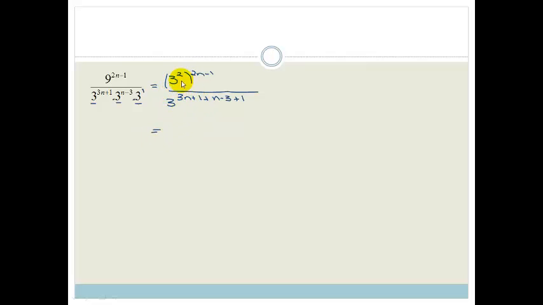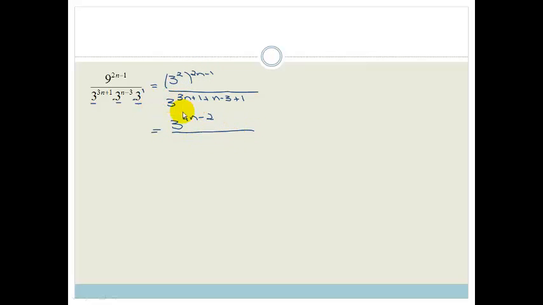We've learned that if you've got an exponent within the bracket, and an exponent out of the bracket, what do the brackets mean? They just mean times. So it becomes 3 to the 2 times 2n, which is 3 to the 4n. And then 2 times minus 1 is minus 2, all over.